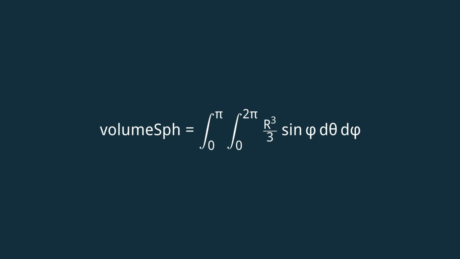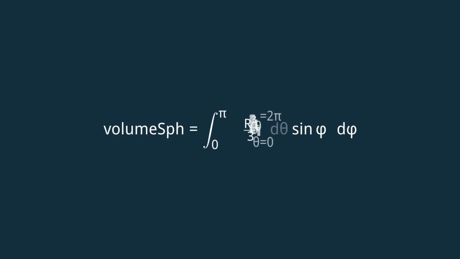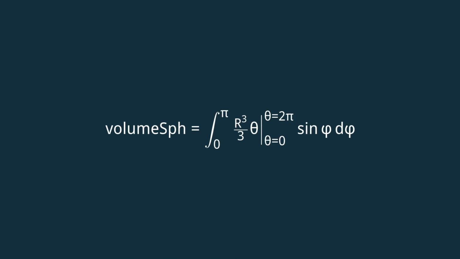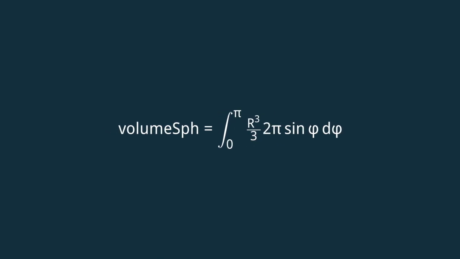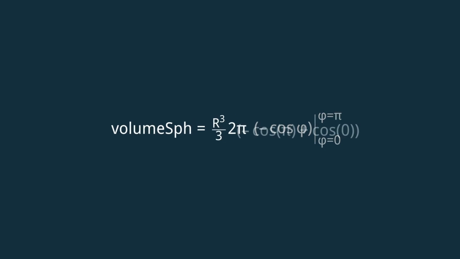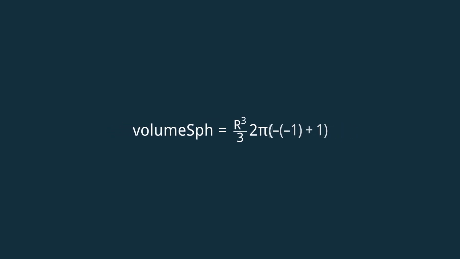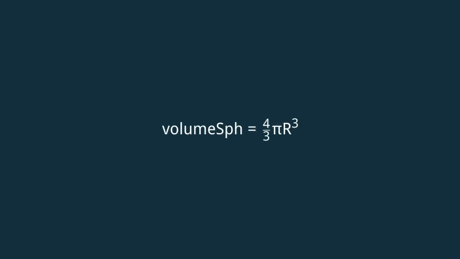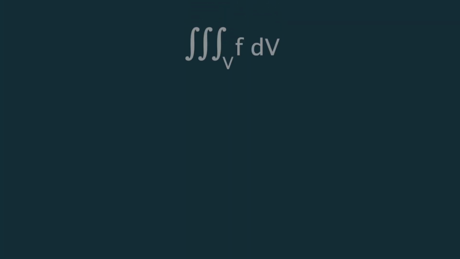Now let's integrate theta. The integral of d theta is theta. If we evaluate theta at theta equals 2 pi and theta equals 0, we get 2 pi minus 0, which becomes 2 pi. Now let's integrate phi. The integral of sine phi is negative cosine phi. If we evaluate negative cosine phi at phi equals pi and phi equals 0, we get 1 plus 1, which is 2. Then we multiply the numbers through and rearrange the variables, and we get the volume of a sphere, 4/3 pi R cubed.